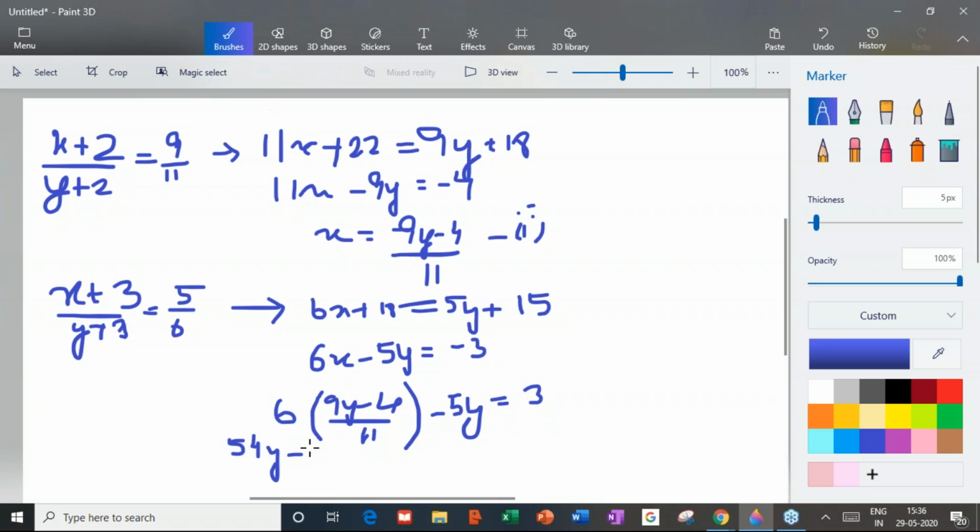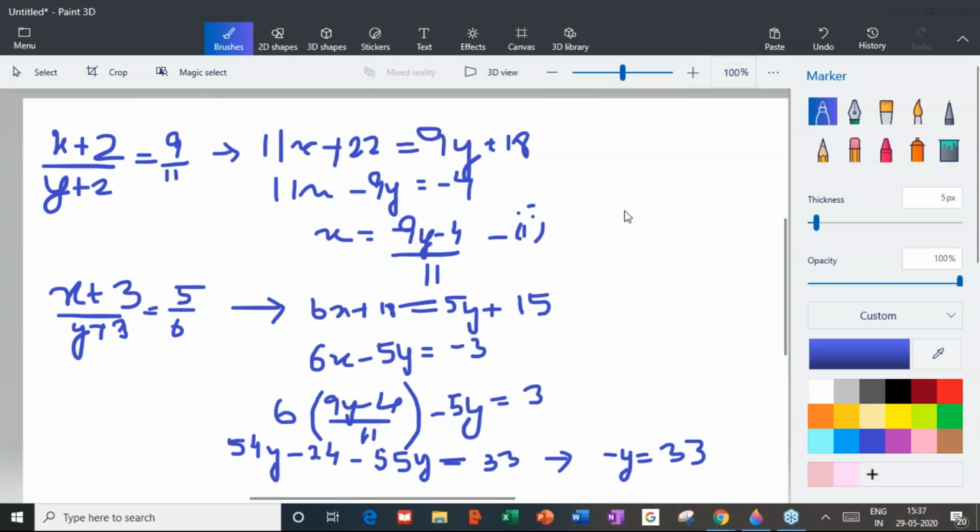54y minus 24 minus, I'm going to multiply 11 here. So 55y equal to 33. Or minus y is equal to... I made some mistake here maybe. It should be 33. Yeah, 33 minus 24. Right? Just check once. It should be 33 minus 24. I made some sign error somewhere.